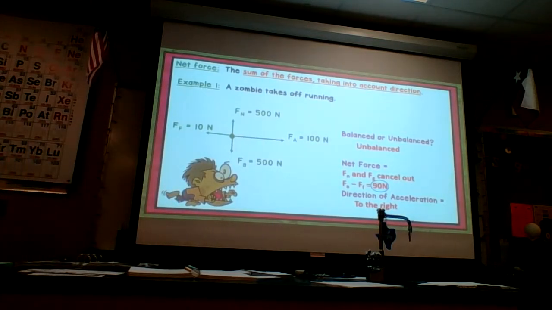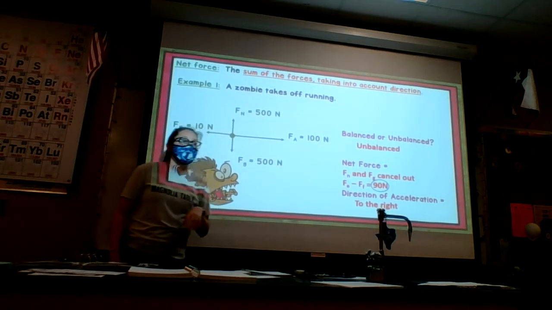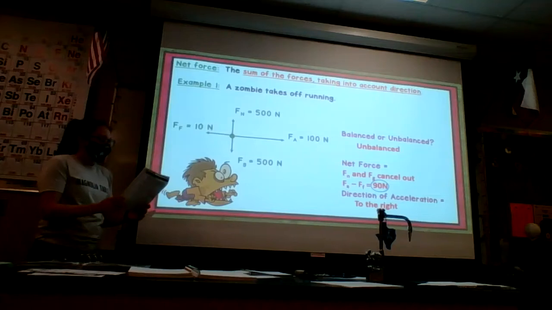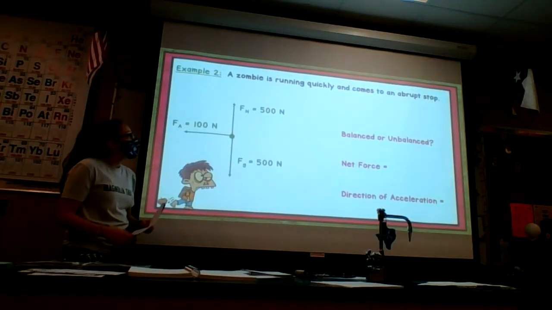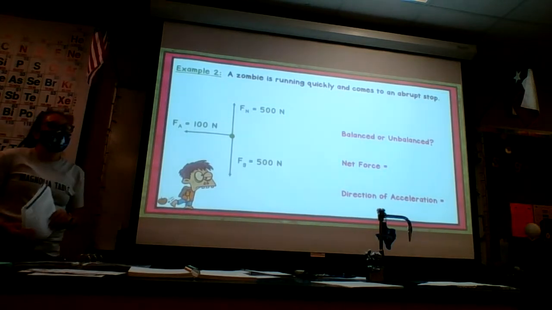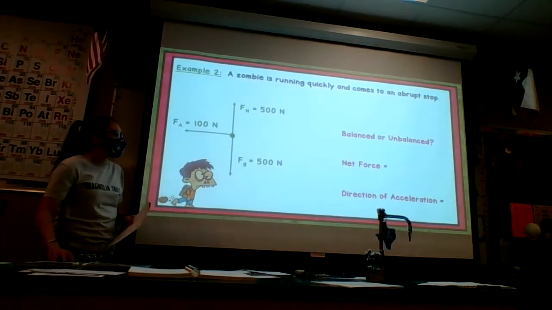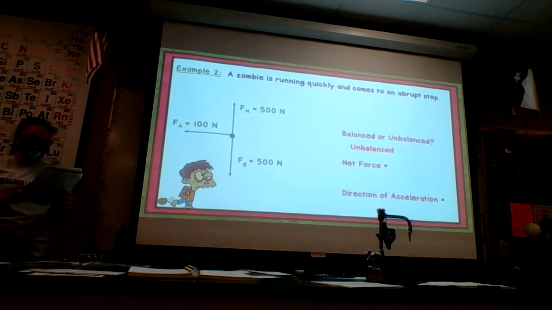Okay, so we can get a whole bunch of information off of these free body diagrams. Okay, they tell us a lot of stuff. All right, let's look at this next example. Balanced or unbalanced? Unbalanced, because there's nothing opposing this one over here. So this is still an unbalanced free body diagram.